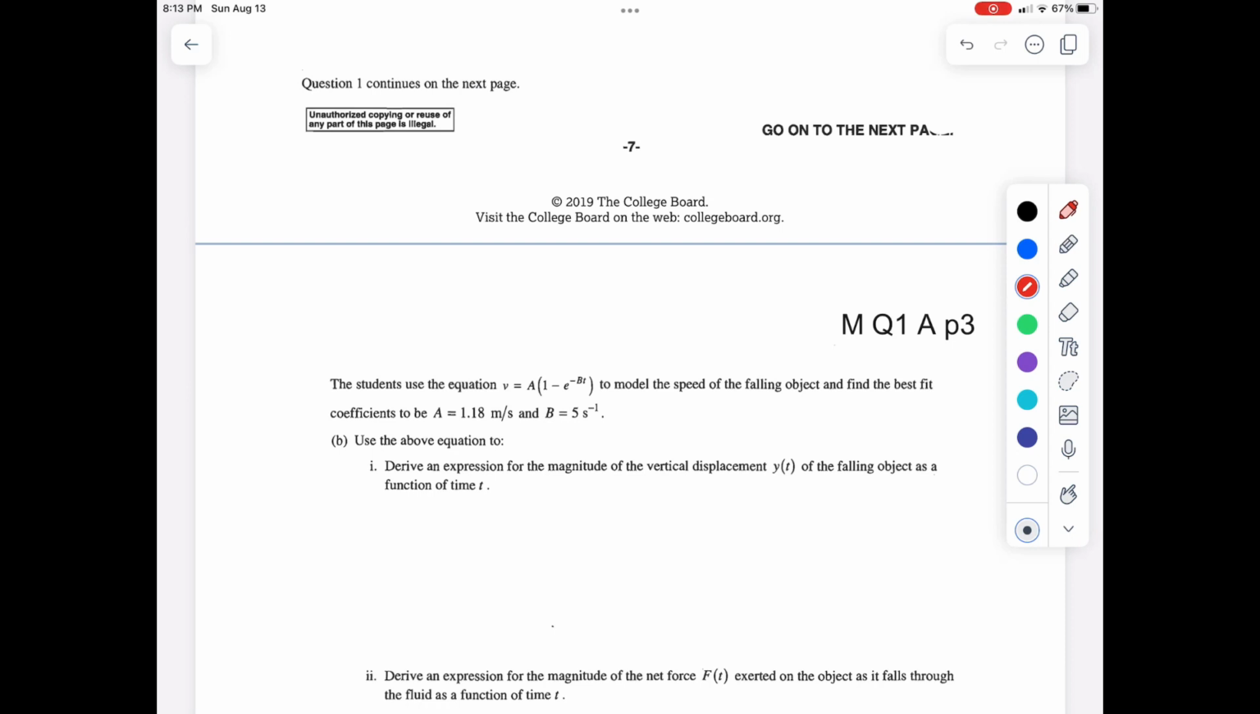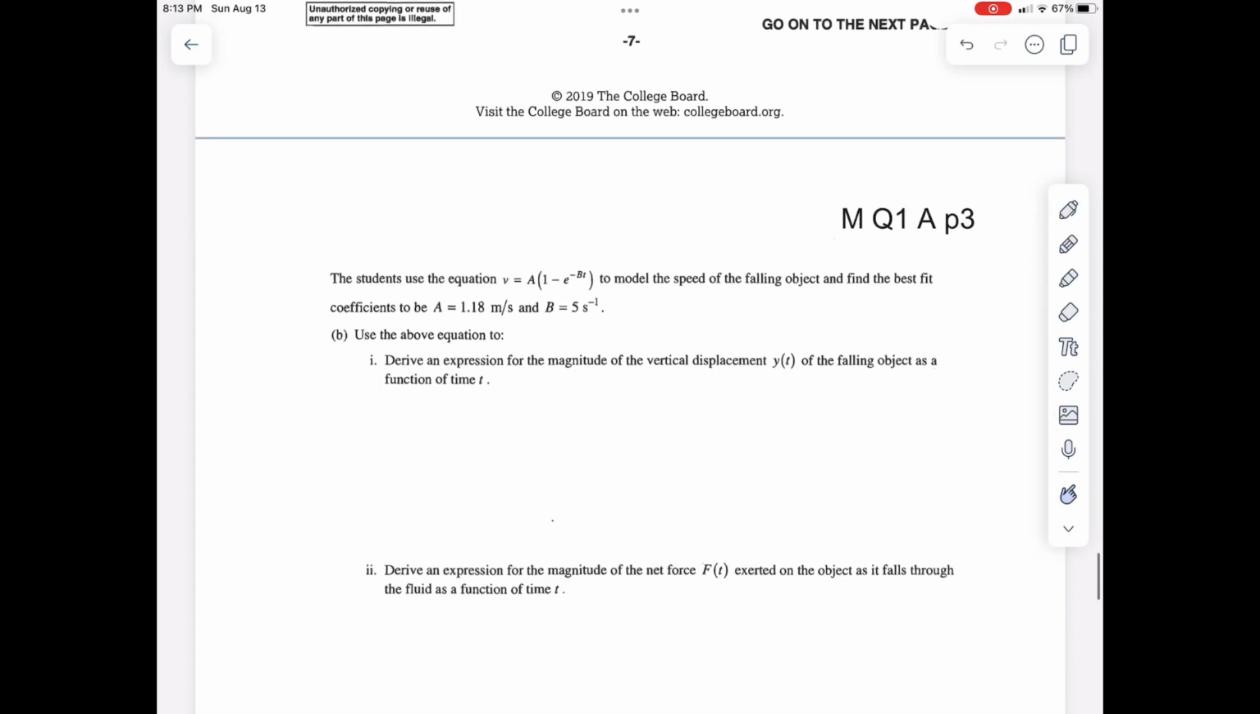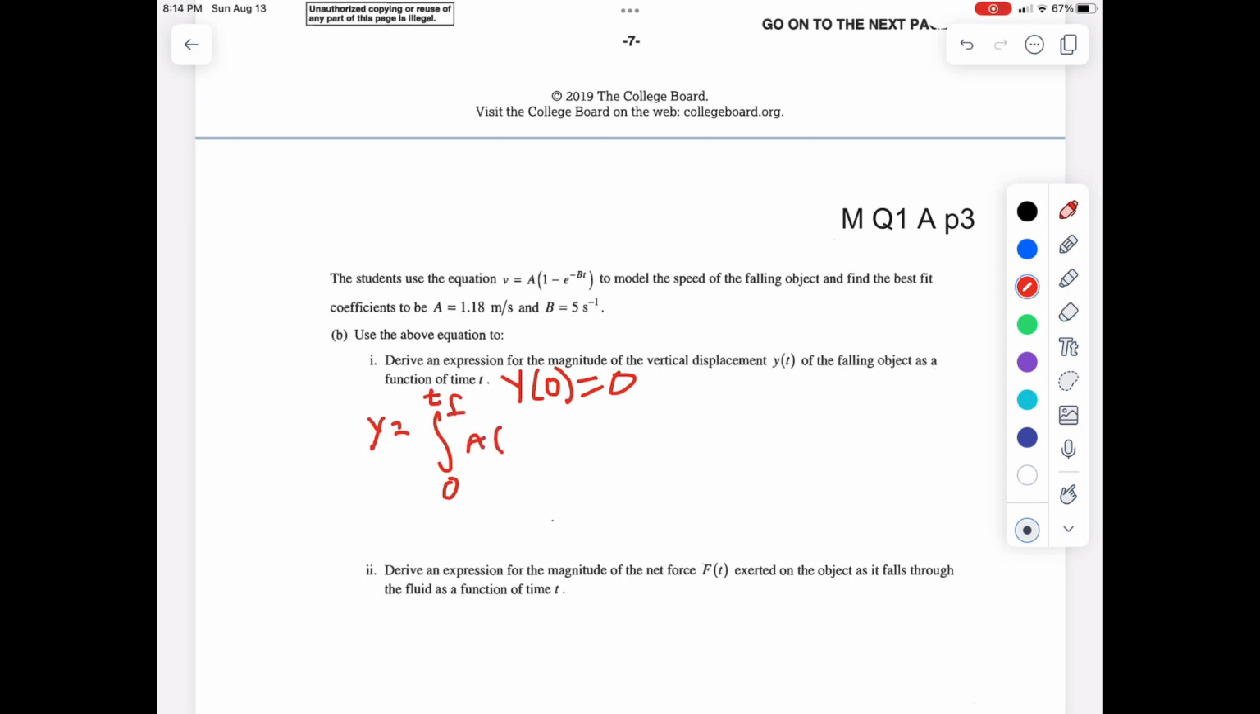Okay, so if we look at part 1, we're told to derive an expression for the magnitude of the vertical displacement of the falling object as a function of time t. Well, okay, I know that initially my initial position is equal to 0 because we're just dropping it. And so now I'm going to say that y is equal to the integral from initially, which is 0 when I dropped it, to some t final of my velocity, which is a times 1 minus e to the negative bt times dt.